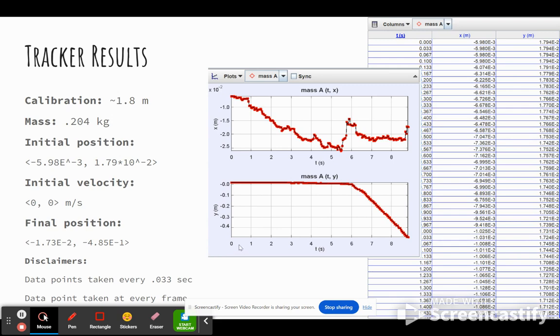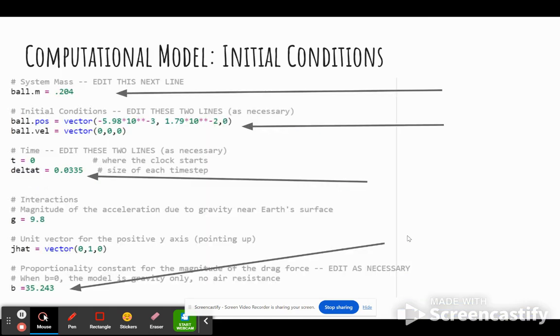All that we're interested in here is the movement in the y direction, since it's really just one-dimensional. As you can see, the bottom of the spring doesn't move, and then once the top of the spring reaches the bottom of the spring, it descends towards the ground. Coming up with a computational model, it's important to include these initial conditions, including the mass, initial position, my delta t, and my gravity, or my j hat, just in the y direction. For my drag constant, I just did trial and error to get 35.243, and I found that the last value was closest to my observed last value.